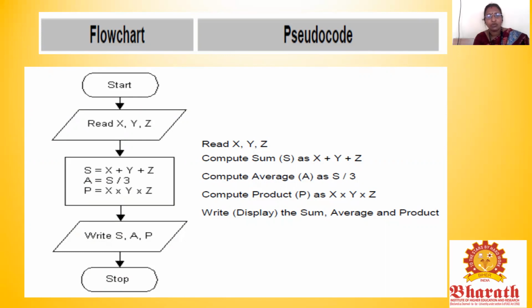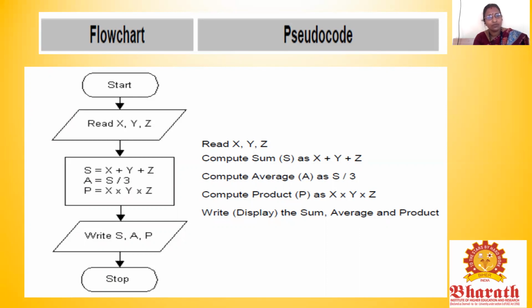So what is the objective of the program? The objective of the program is to read the input three variables, that is x, y, z. And what we are doing now, we are calculating the sum of these three variables, and we are finding the average of these three variables and product of these three variables. So we are finding sum, average, and product, and we are printing sum value, average value, and product value to the output. So what is the pseudocode here?